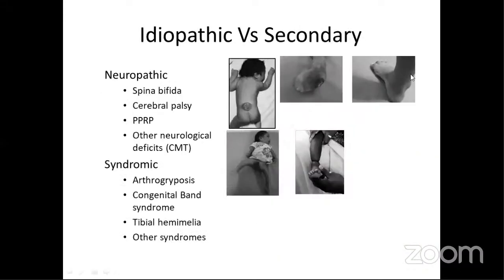So you will find telltale marks, like in spina bifida, like an ulcer. In a patient of cerebral palsy, if the child is older, you will find all the telltale signs of spastic cerebral palsy. In syndromic, what comes to us more often is arthrogryposis, congenital band syndrome, tibial hemimelia and other syndromes, which you will be able to find out if you have done a good systemic examination. That is why a good systematic examination is important to rule out a secondary clubfoot. That is why I told you, please do not jump to the diagnosis of idiopathic clubfoot as soon as you get a case, because that will block the rest of the mental thoughts.